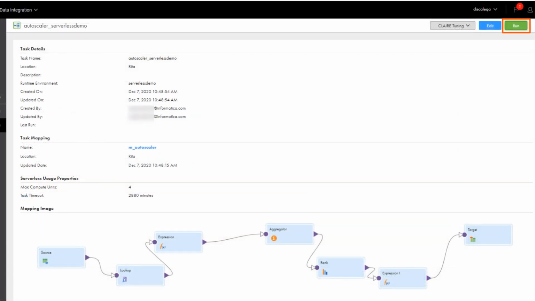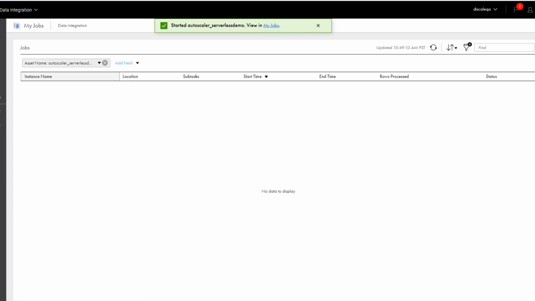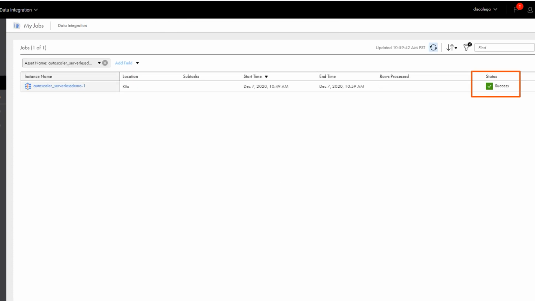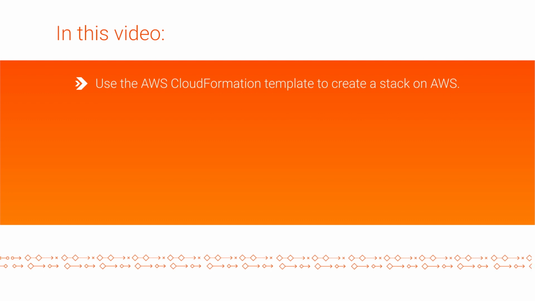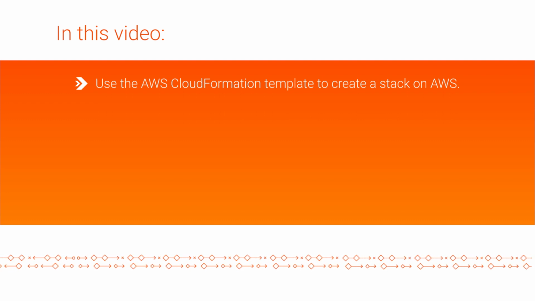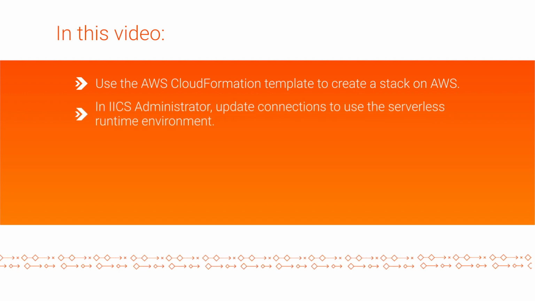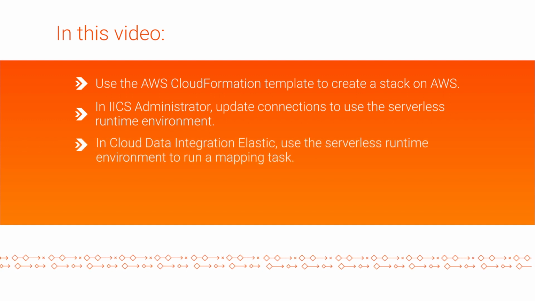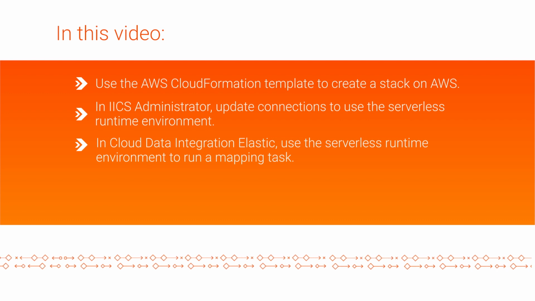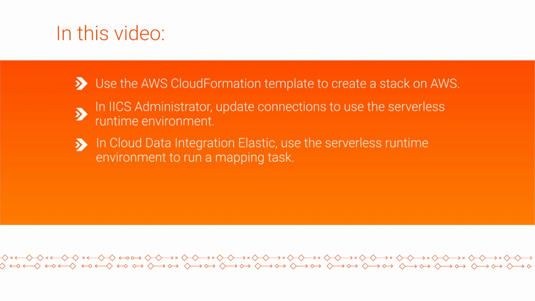Next, we'll run the task, and then we'll monitor it. Click My Jobs and wait for the task to finish. And that's it! In this video, we showed you how to use the AWS CloudFormation template to create a stack on Amazon Web Services, update the connections in our organization to use the serverless runtime environment, and how to use the serverless runtime environment and Cloud Data Integration Elastic to run a mapping task and monitor the job details.